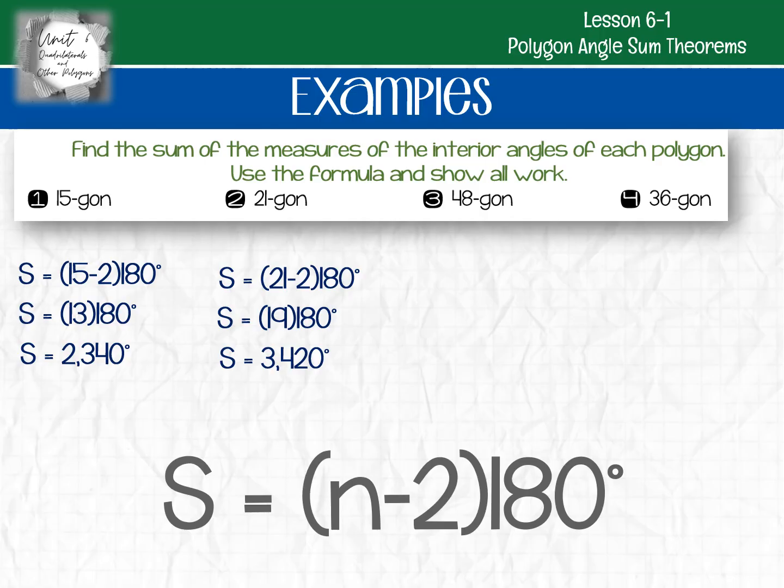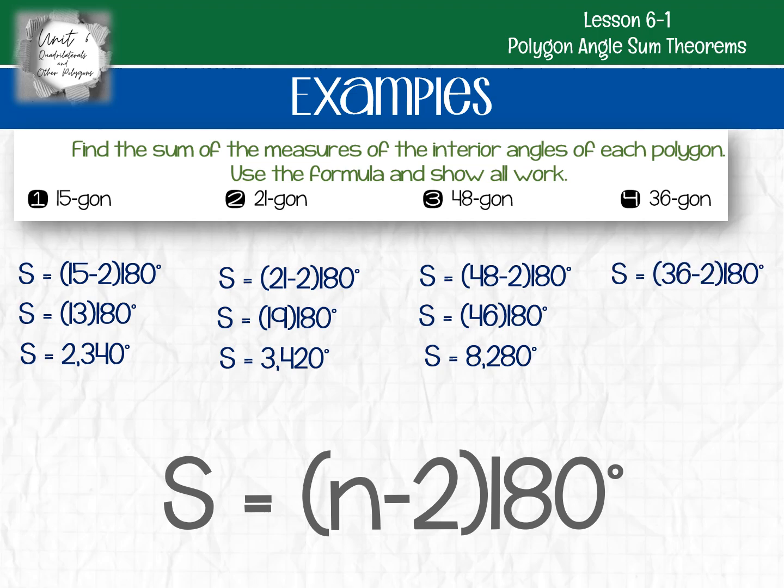3,420 degrees. 48-gon. All right, so now we're putting 48 in place of n, simplify, and 8,280 degrees. 36-gon. Plug in 36 for n, simplify, 6,120 degrees, interior angle sum for a 36-gon.